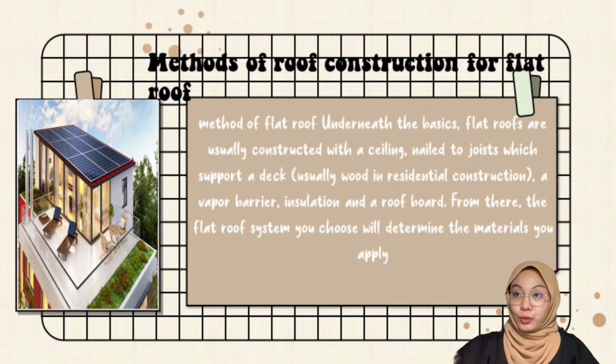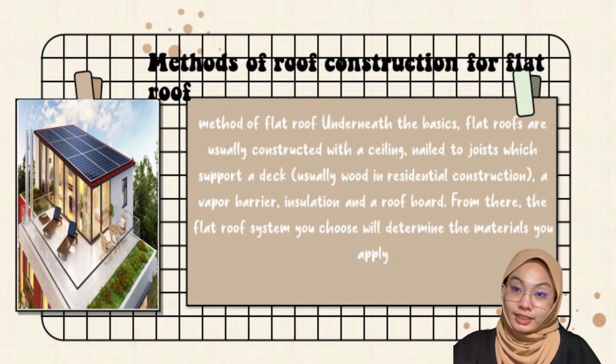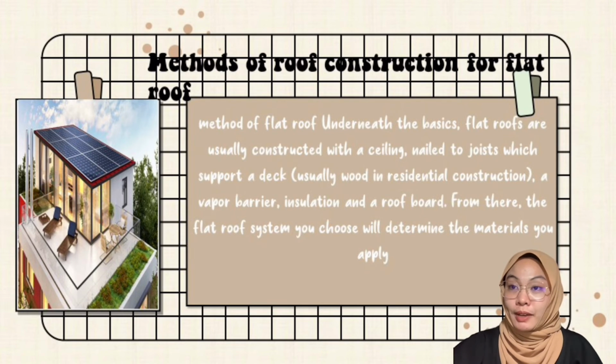Method of roof construction for flat roof. The basic flat roof is usually constructed with a ceiling nailed to joists which support the deck. Usually in Western retail construction, with barrier insulation and a roof board. From there, the flat roof system you choose will determine the material you apply.